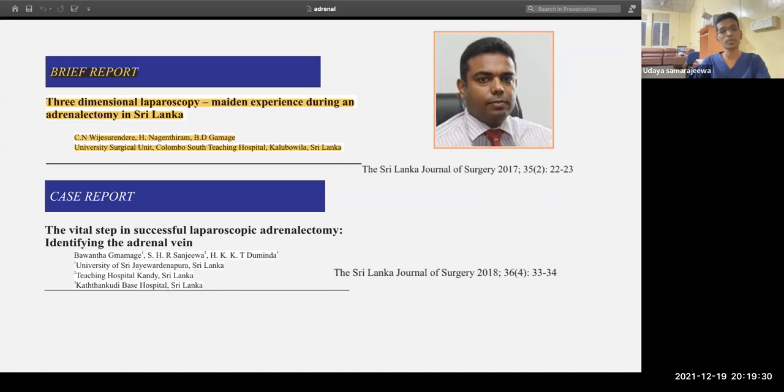The second is an important article, the vital steps in successful laparoscopic adrenalectomy: identify the adrenal vein. Later in the presentation, we will see that managing the adrenal vein is a key step in the surgery, especially in a functional tumor, especially in a pheochromocytoma. Managing the right adrenal vein is sometimes challenging, so this article gives you some key steps and important points to consider during adrenal surgery to identify the adrenal vein.